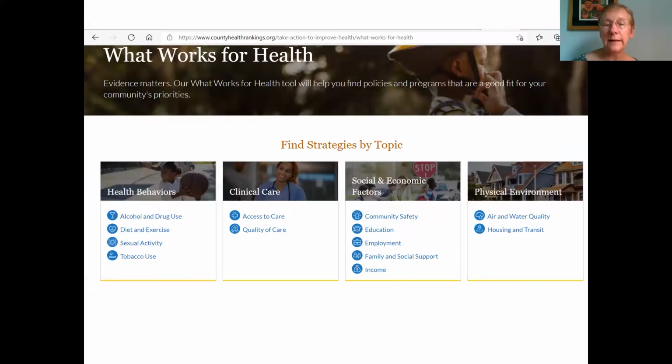This is the site that I like so much, in addition to the community guide website, which is What Works for Health. And here you can see they have different kinds of topics that they're covering on this website. They have health behaviors, and you can see the list there: alcohol and drug use, diet and exercise, sexual activity, tobacco use. They have recommendations related to clinical care, to social and economic factors, and to the physical environment, for example, housing and transit.